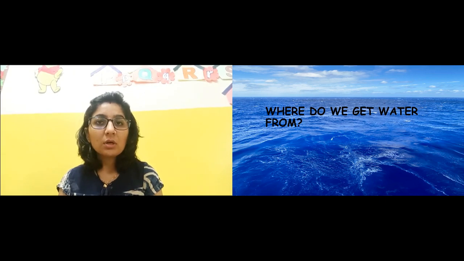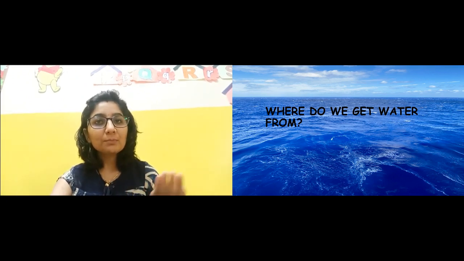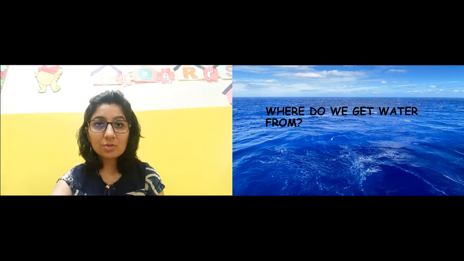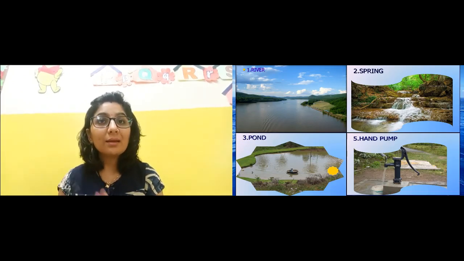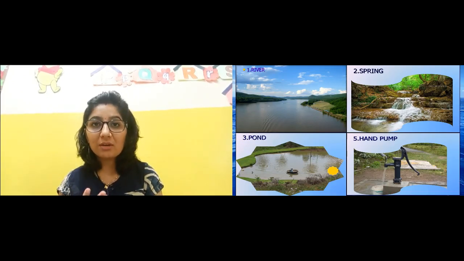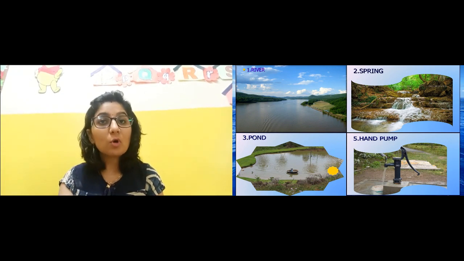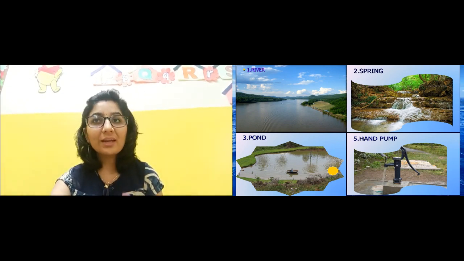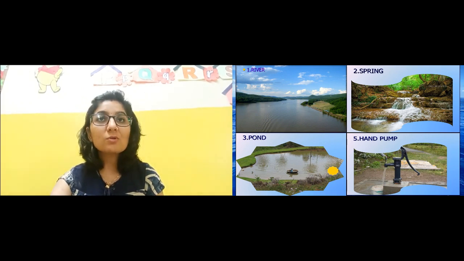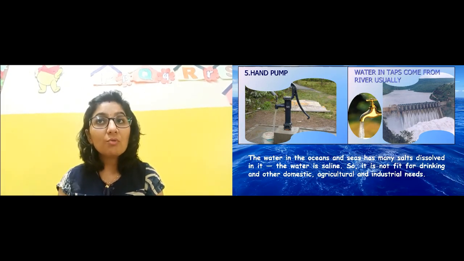But okay, we use the water, but from where do we get this water from? Which are the sources of water? Of course we get the water through the tap, so don't say that. But to the tap, from where does the water come? The sources of water are river, spring, pond, and we also get the underground water from the hand pump and from the well, right? All these are the sources of water, and of course we get this water from the tap which we have in our houses.